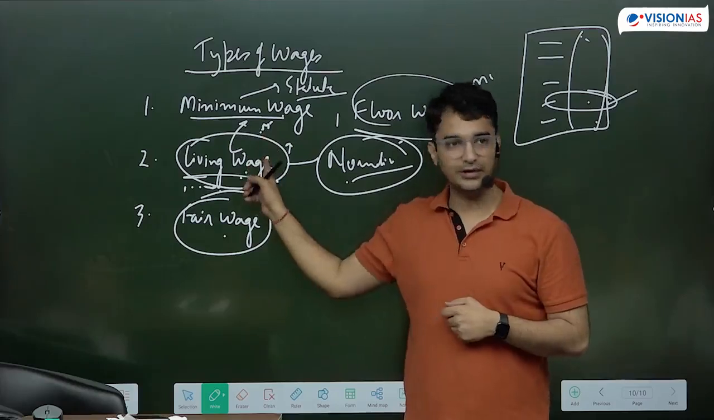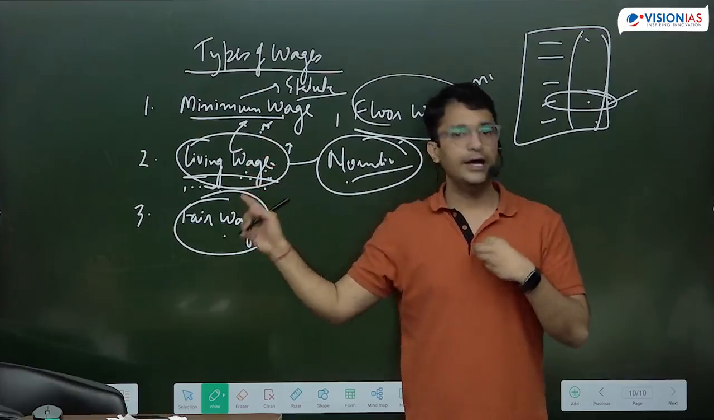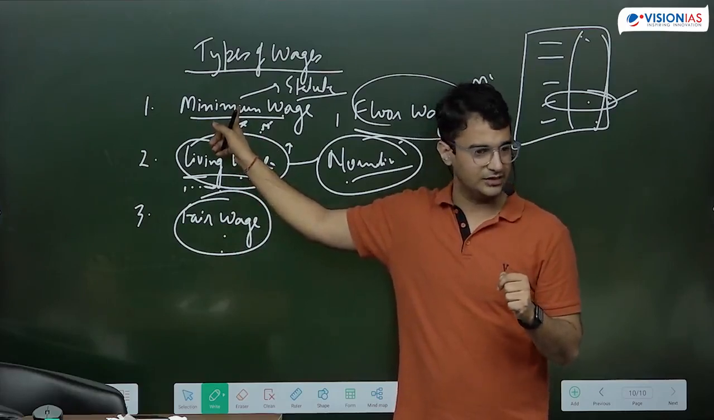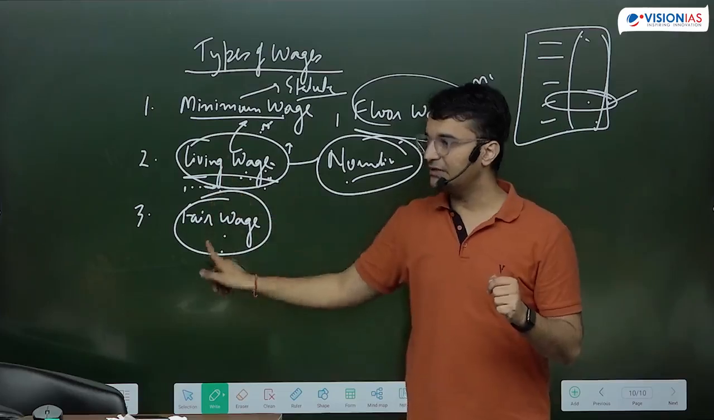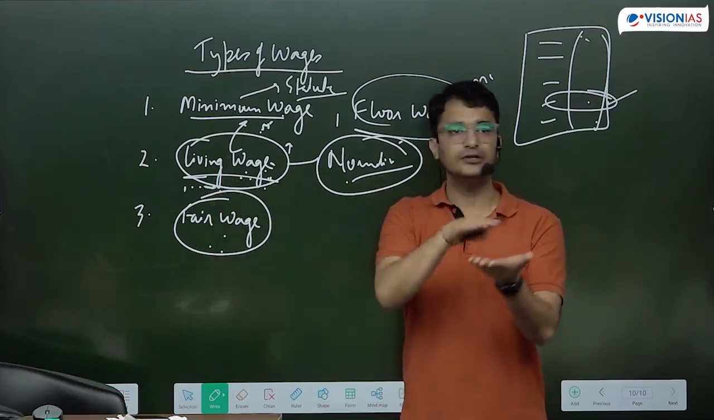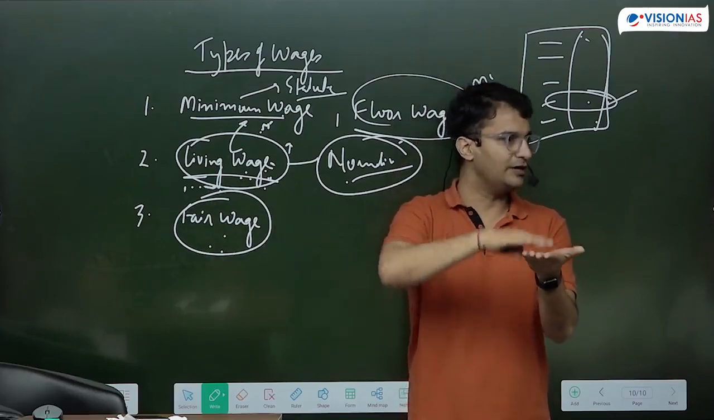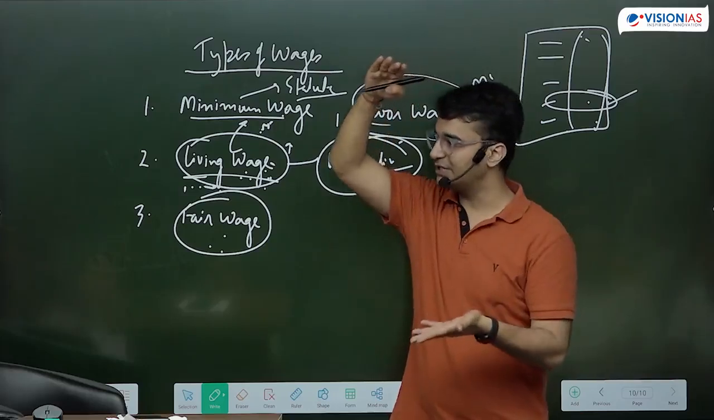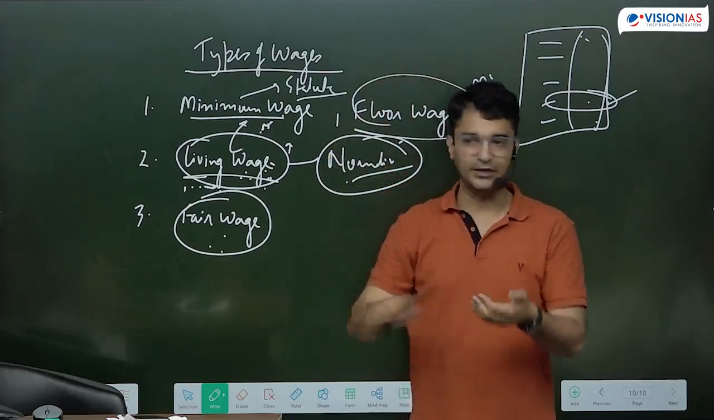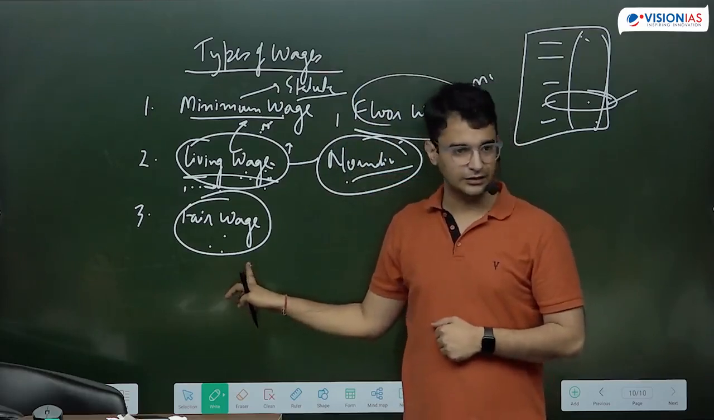Not unaffordable, like a living wage, to the employer, and not unacceptable to the worker, because it's not as low as minimum wage. Something that lies somewhere in between. Conceptually it lies somewhere in between. It's not as high as living, not as low as minimum. It is acceptable to both parties. That becomes a fair wage. Is this clear? Have all three wages been understood?